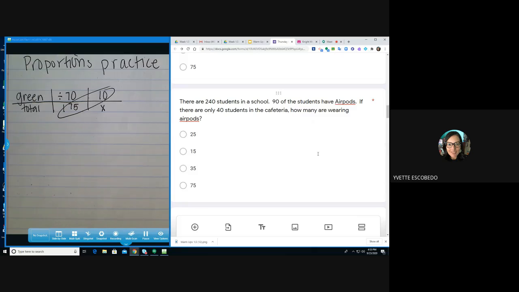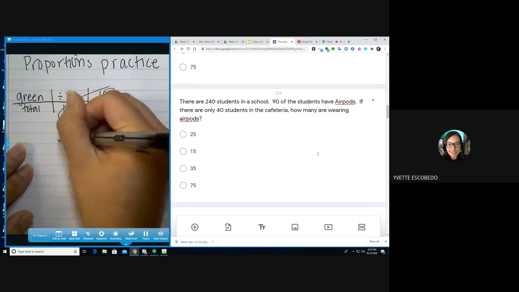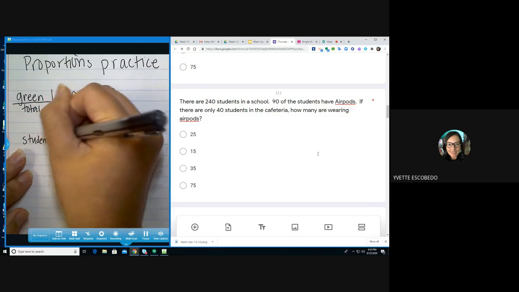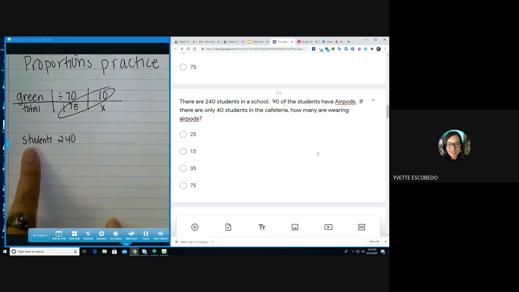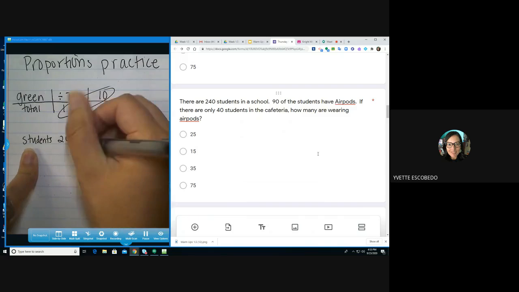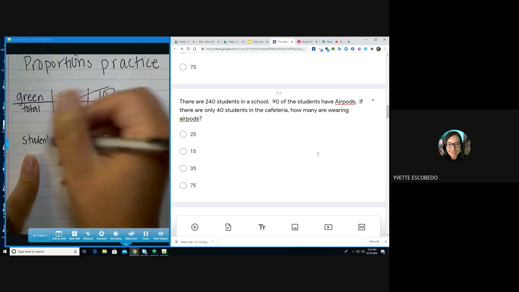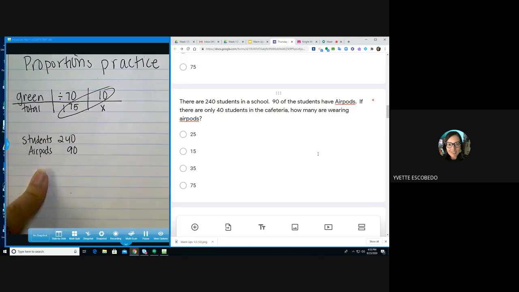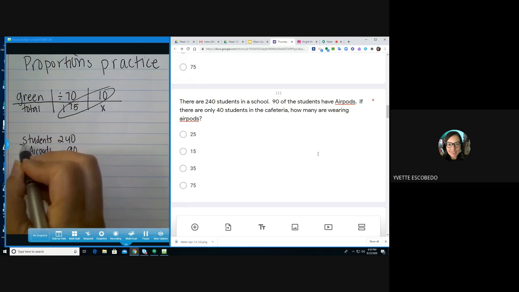Okay, if I look at the next one, there are 240 students in a school. So I'm looking at 240 students. I always write my number and I put my label in the front. 240 students in a school. 90 of the students have AirPods. So 90 have AirPods. So now I can create my table.